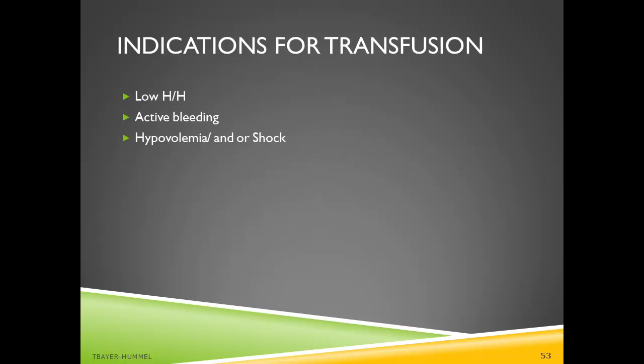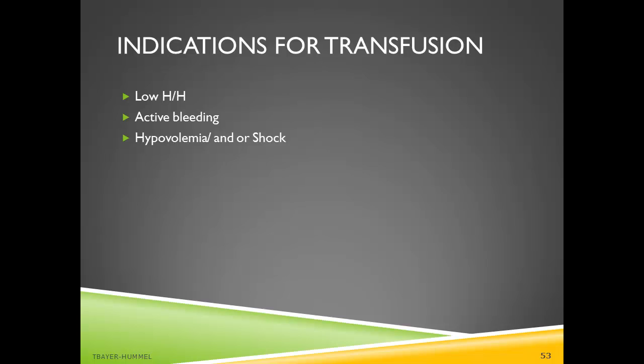Now we're going to switch gears a little bit and speak about the indications for transfusion. These include a low hemoglobin and hematocrit. Different institutions will have different regulations about when it is appropriate to transfuse a patient. So you must remember your norms. Female hemoglobin 12 to 15%, male 13 to 17%, female hematocrit 35 to 46%, male 41 to 50%.